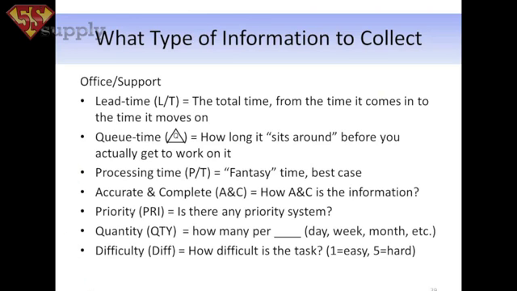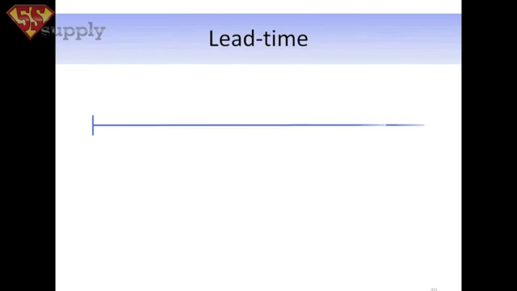And then here we go, a couple other ones. A little definition for lead time in the office: from the time it comes into your box until the time it moves on. Different authors might call it a different way, but this is the way we use it. There's a queue time, or time that it sits. In the book The Complete Lean Enterprise, they'll draw an inbox, and that makes sense for the office. I'm just too lazy, so we use the inventory symbol with a Q for queue or waiting. And once again, processing time, fantasy time, accurate, complete, priority, quantity, and difficult. 1 is easy and 5 is hard. 1's like filling out a vacation request, 5's like doing your taxes.